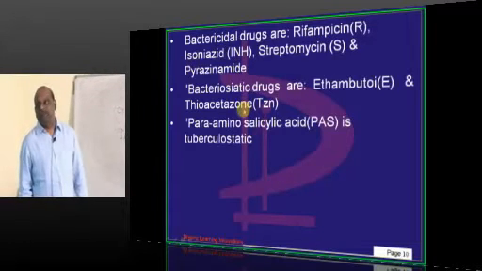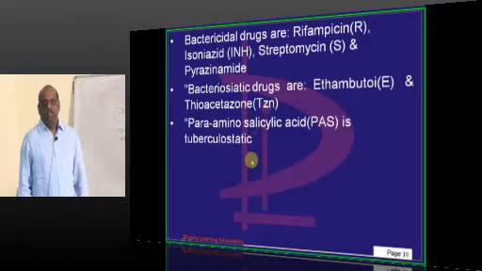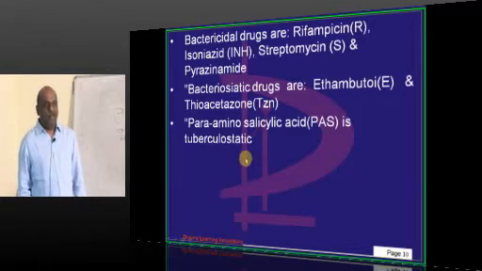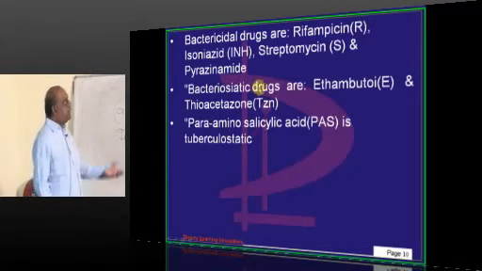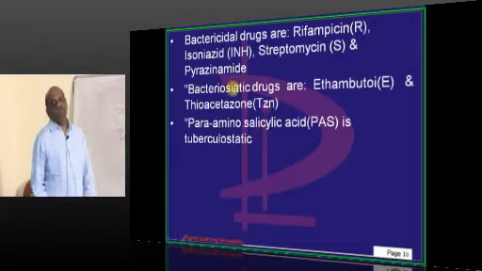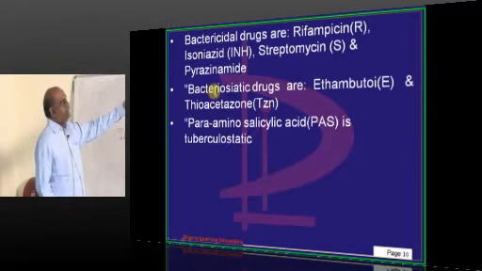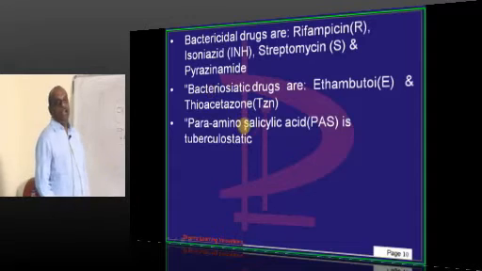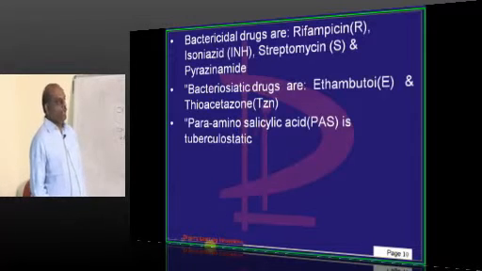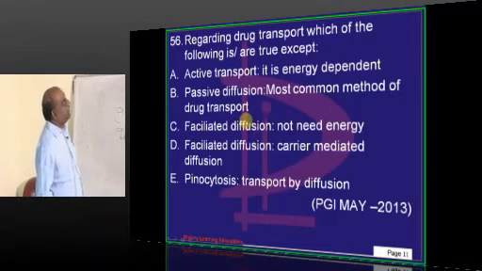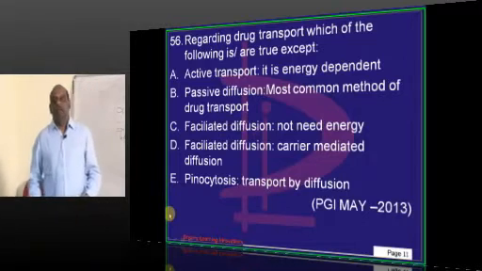Then isoniazid is also a very powerful drug. Unless very compelling reasons are there, you can't eliminate the advantage of isoniazid in a TB patient. Streptomycin and pyrazinamide, all the 4. Ethambutol, thiacetazone is bacteriostatic and paraaminosalicylate is also tuberculostatic, is what you have to basically remember.